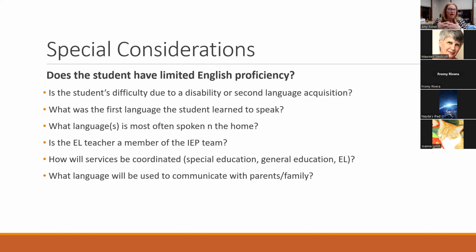And so you take a look at what's the first language the student learned to speak, what languages are spoken in the home. Is the English language teacher a part of the IEP team to be able to say, we're seeing this problem in their primary language and in English, so perhaps there is a problem related to disability that would require special education supports. And again, considering how are these supports going to be delivered across all settings, and also a plan for what language will be used to communicate with parents and family if the student is not primarily English speaking.